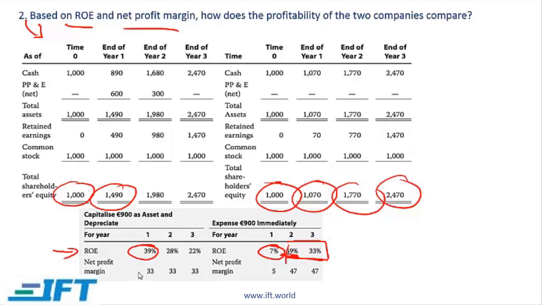And with net profit margin, notice that the net profit margin is the same for all 3 years for cap, whereas for now there is more variability. Very low profit margin in the first year because we take the big hit, but then the profit margin numbers are better in subsequent years. I want you to also do these calculations. They are fairly straightforward.